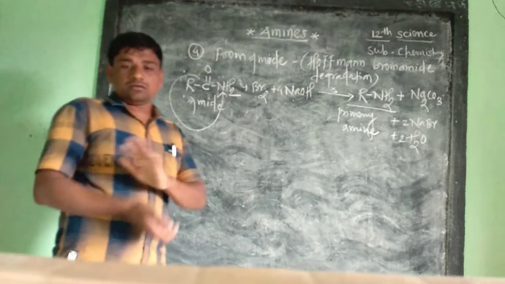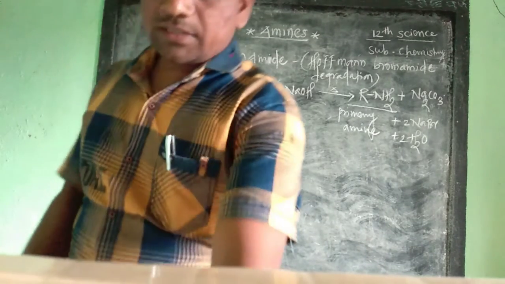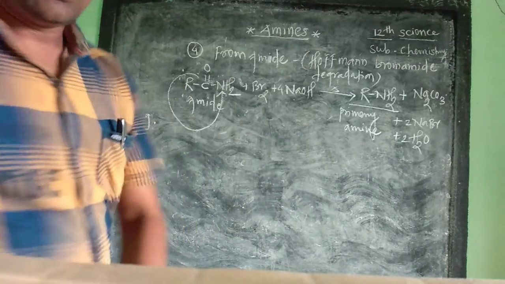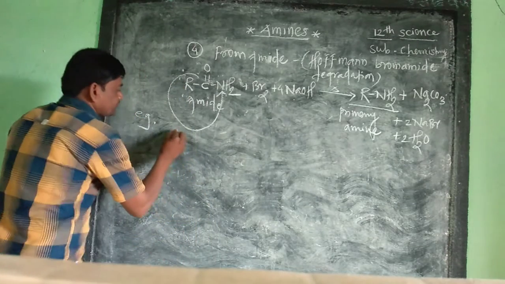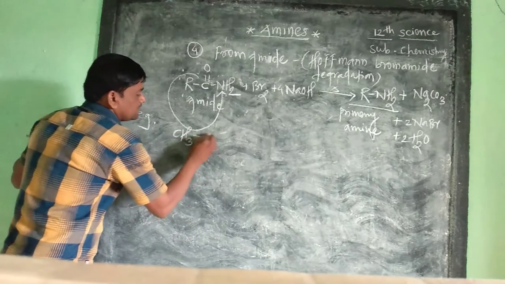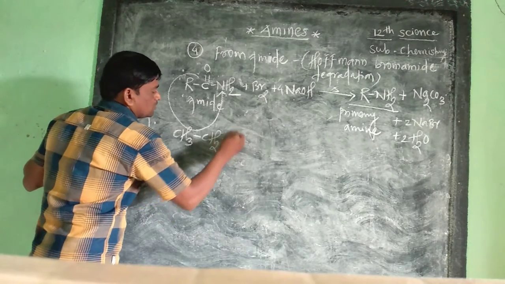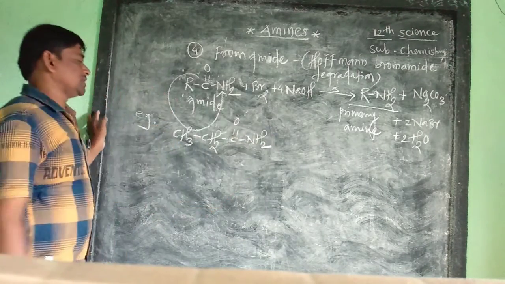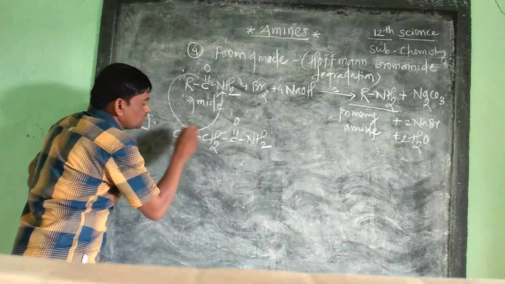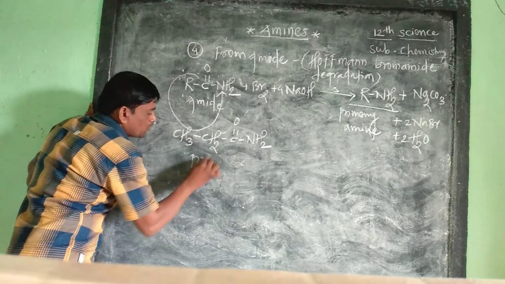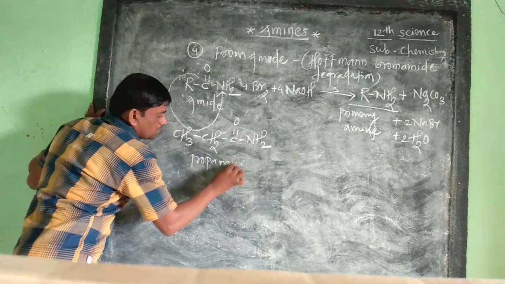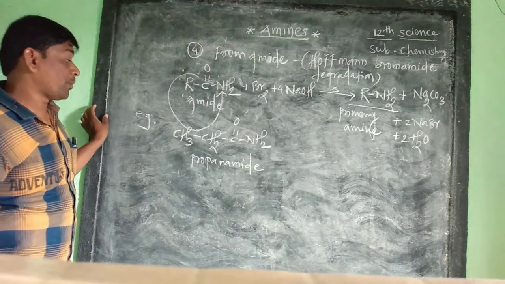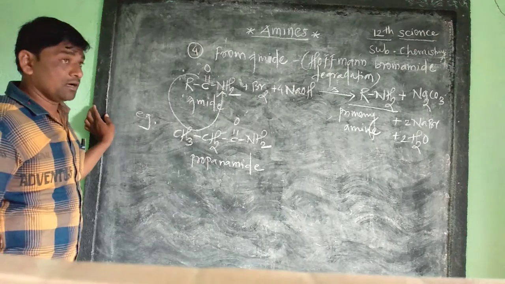Now in this case we have to take the example of propanamide. In that reaction, CH3CH2C double bond O NH2. This is known as propanamide, with 3 carbons; propane is replaced by amide.